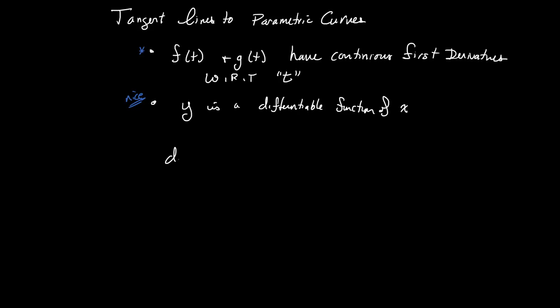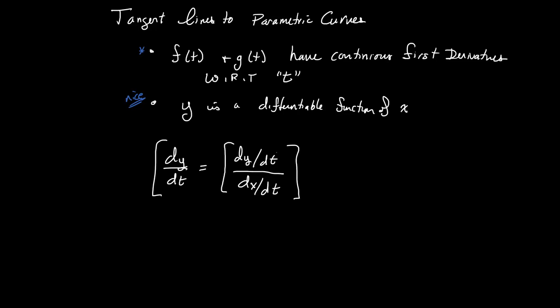There's a nice formula for us to determine the derivative of the parametric curve, and that's dy/dx equals the derivative of y with respect to t over the derivative of x with respect to t. And this formula allows us to derive the derivative from the parametric equations without eliminating the parameter. We don't have to eliminate the parameter.